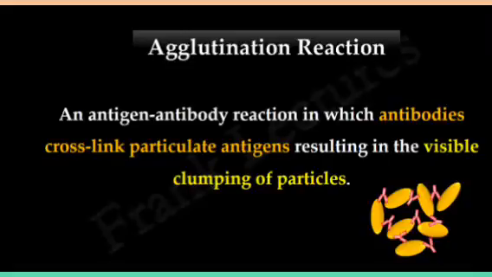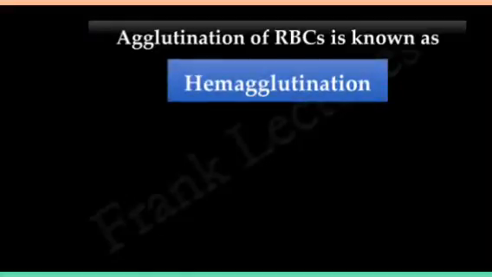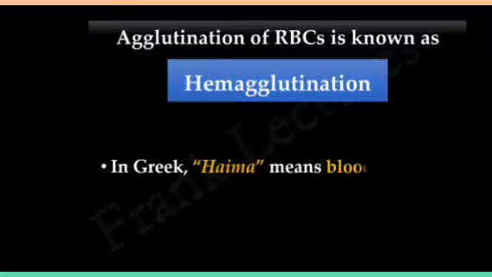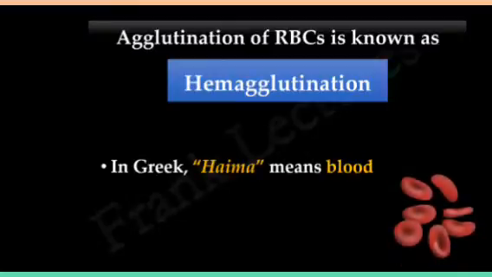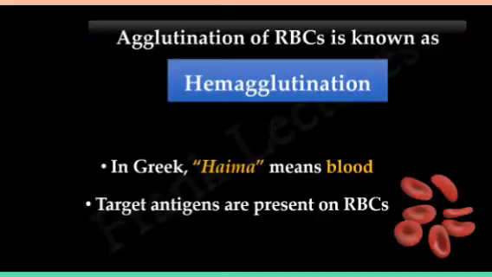Recall that an agglutination reaction is an antigen-antibody reaction in which antibodies cross-link particulate antigens, resulting in the visible clumping of particles. Agglutination of red blood cells is known as hemagglutination. In Greek, hema means blood. So, hemagglutination is the clumping of red blood cells. The target antigens in this case are present on red blood cells. When specific antibodies to these antigens are added, the antigen-antibody reaction results in agglutination, which is visible as red granules.